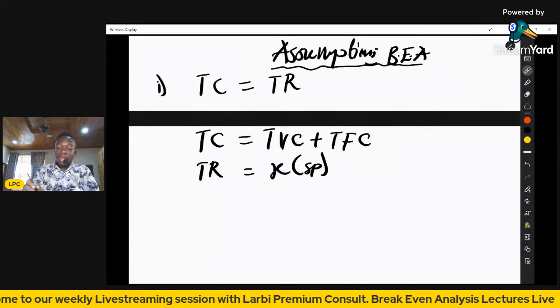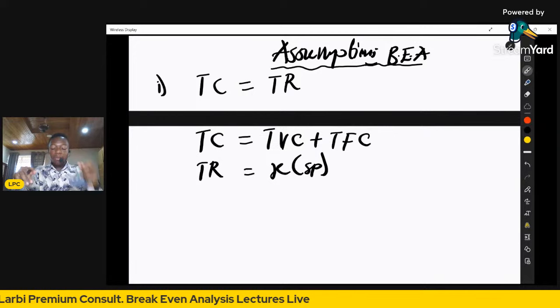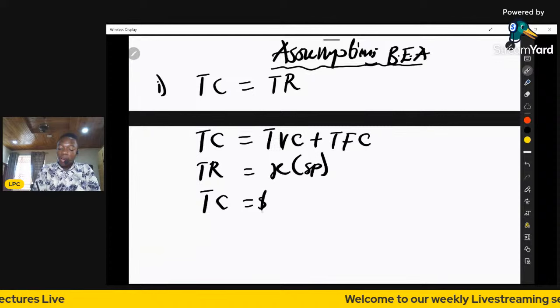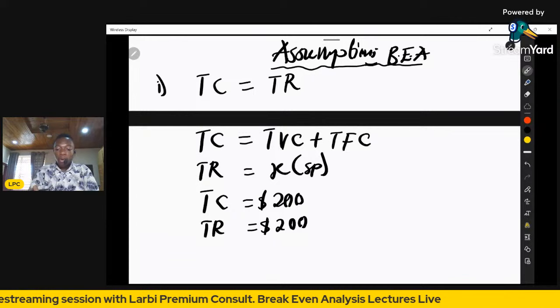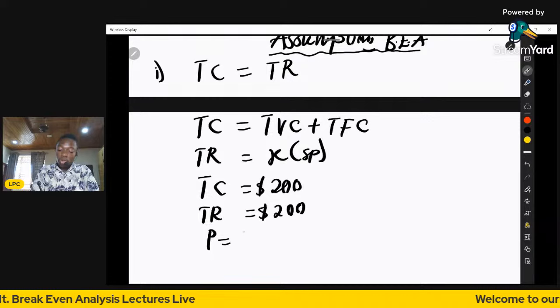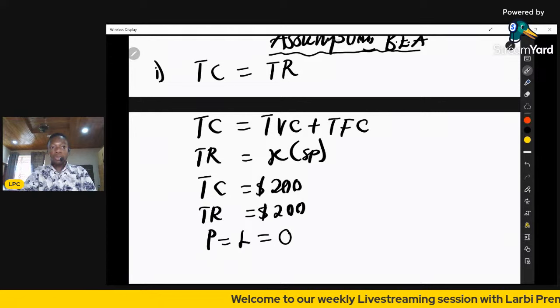Because if, for example, our total cost is equal to $200,000, then all things being equal, our total revenue is also going to be worth $200,000. And what are we making as a profit or as a loss? Zero. And that should tell you that in break-even analysis, our profit is equal to loss, and that is equal to zero. So that is at the point of break-even.